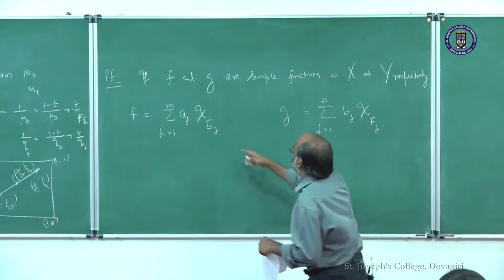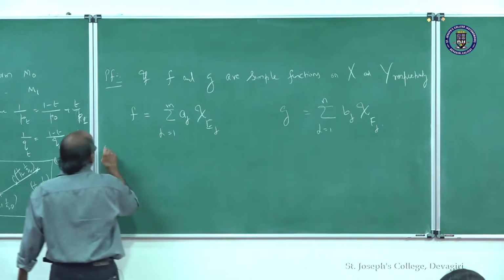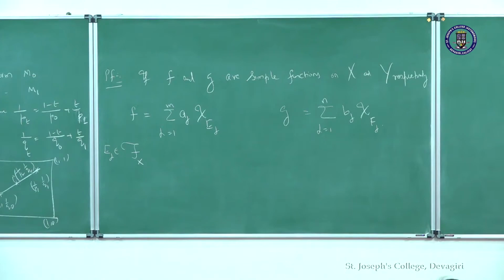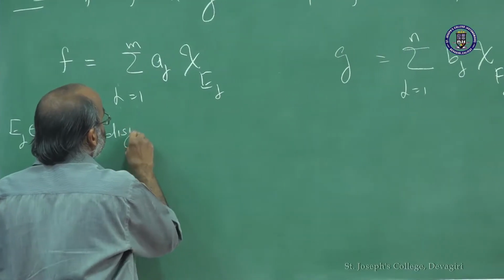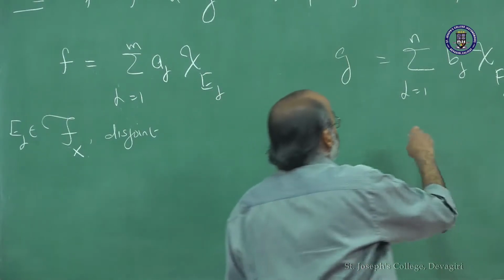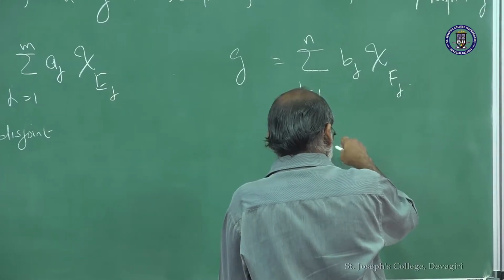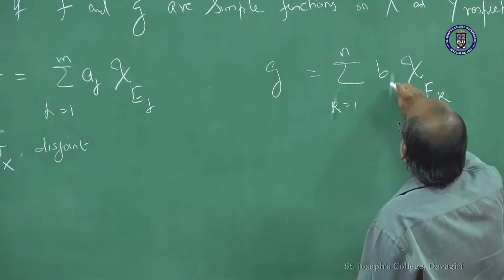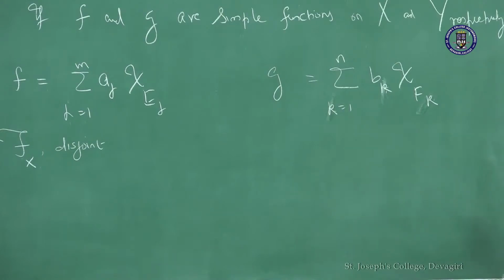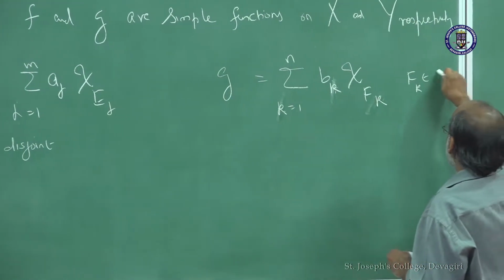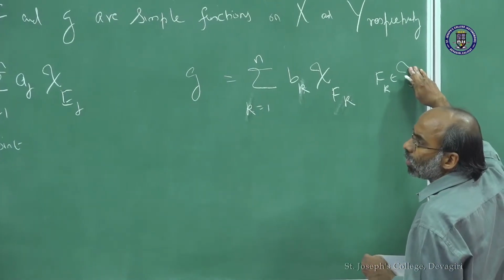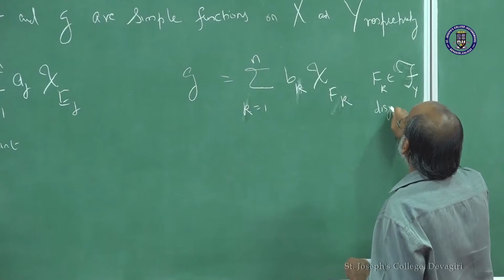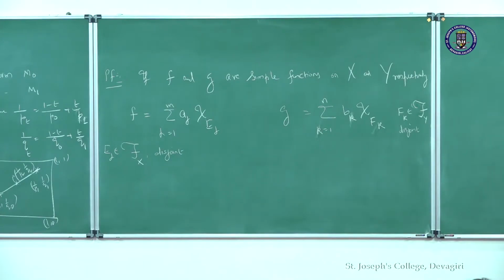So, well, what are E_j and F_j? E_j are disjoint sets. So, E_j will be in the first sigma algebra, because your f is defined on X, and I can assume them to be disjoint, right? Otherwise, I can disjointify them. Similarly, these sets F_j would be, let me use k here so that we do not get confused between the indices. So, let us change it to k, where F_k would be measurable sets in Y, right. So, this would be script F, right, and disjoint, of course, we can always disjointify them. So, two simple functions, okay.